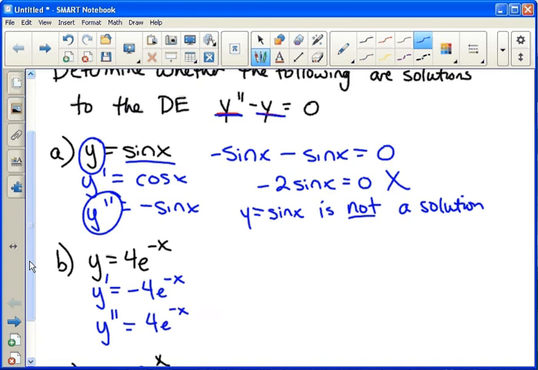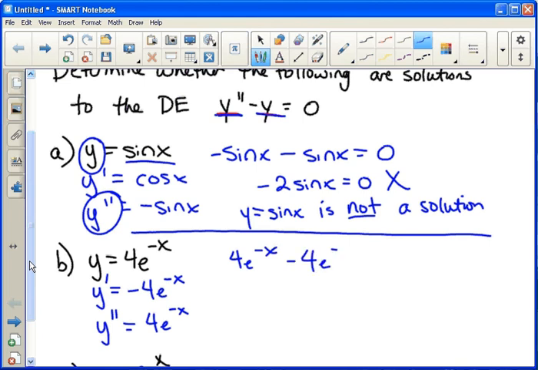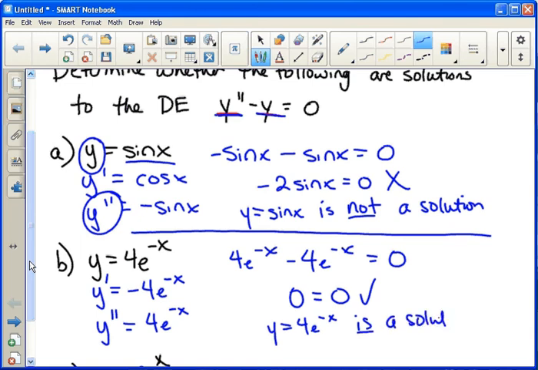Okay? So when we plug in the second derivative, it's 4e to the negative x minus the original 4e to the negative x equals 0. And hopefully you can see this one does work. 4e to the negative x minus 4e to the negative x is in fact 0. So this one works, and y equals 4e to the negative x is a solution. So without having to solve it, actually do Leibniz separate or some other method on that y double prime minus y equals 0, we are able to find a solution that works, or at least verify that one they gave us did work.